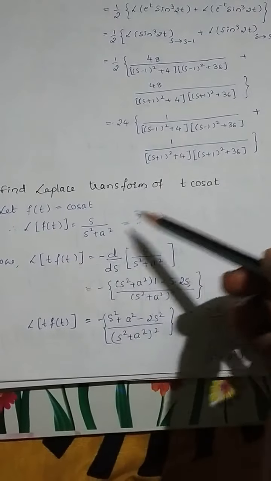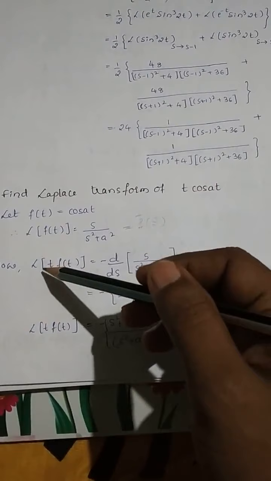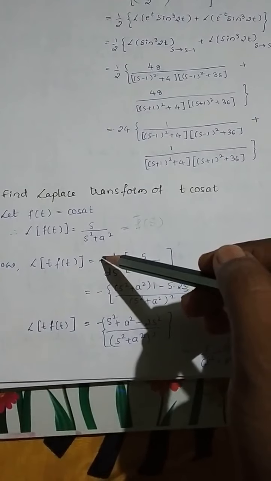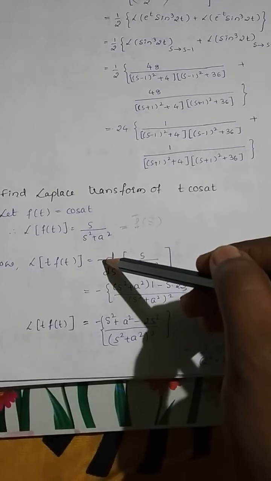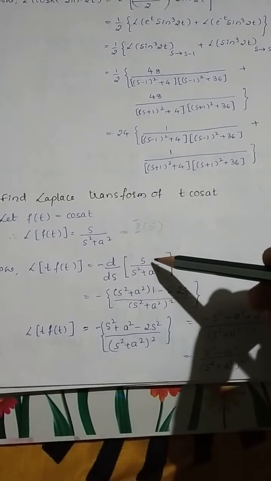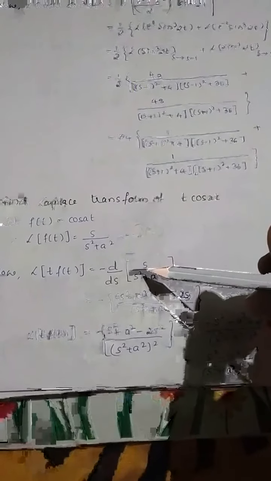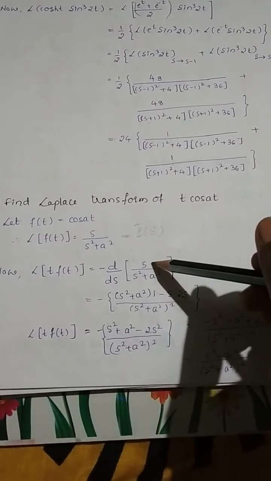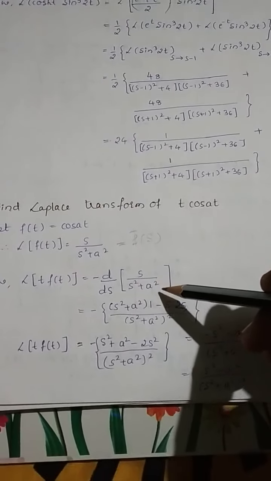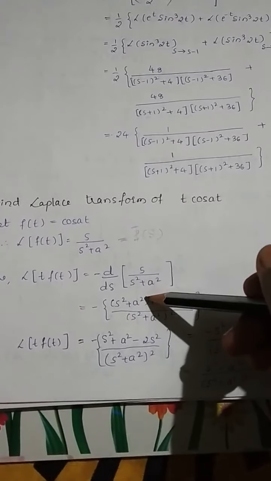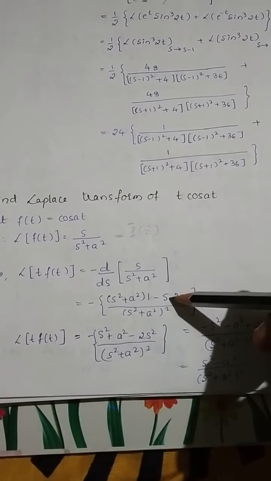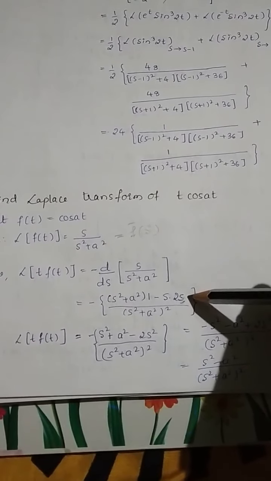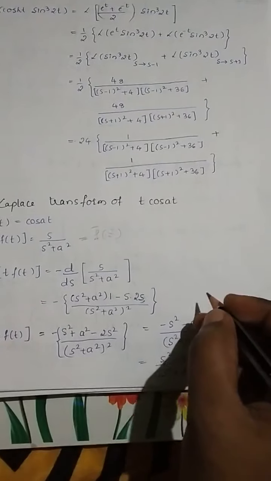Next, we need to find the Laplace transform of the given function. It is the Laplace transform of t into f of t. Here n is equal to 1. Therefore, minus 1 raised to n, which is minus only, d by ds of s upon s square plus a square. Here n is 1, so we need to differentiate only once, differentiating this f bar of s term. That is s upon s square plus a square. Differentiate this using the quotient rule. I hope you all know that.